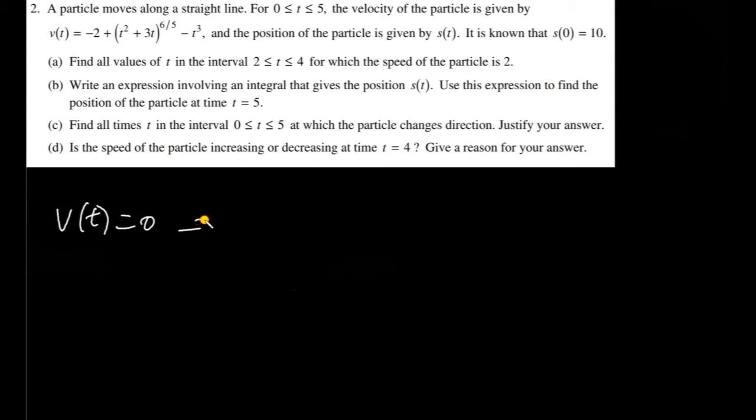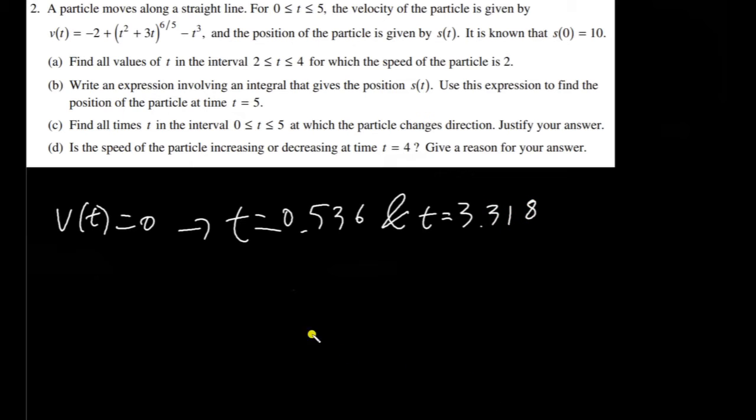Okay? If you do this in your calculator, again, you're going to graph this, and this time you can just check for the zeros of the function, and you'll get 2 of them. You'll get t equals 0.536 and t equals 3.318. Okay, and now what we've got to do is check. All right, are these actually points where the particle is changing direction?